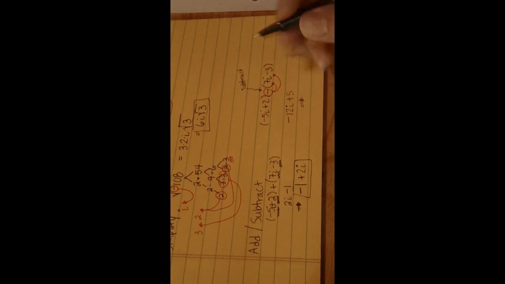And again, we want to put our answer in standard form. So the real part first, which is positive 5, the imaginary part second, which is minus 12i.